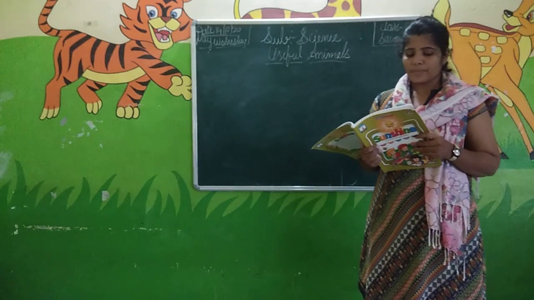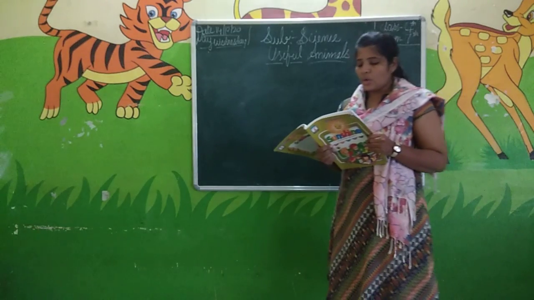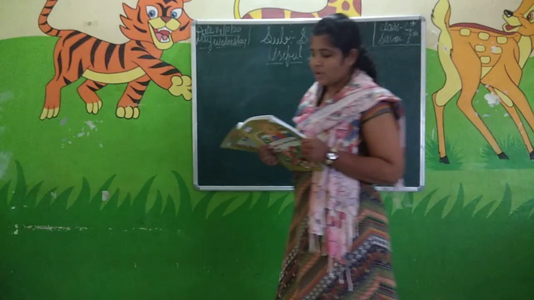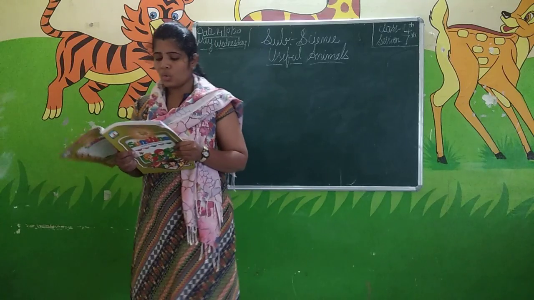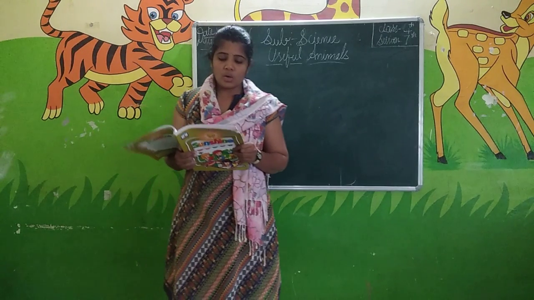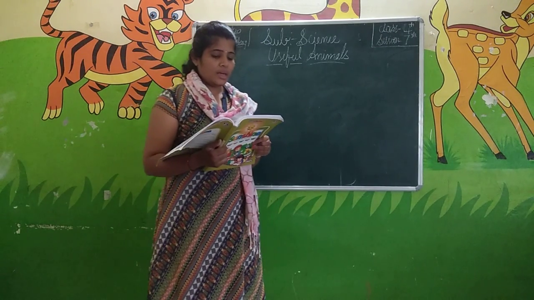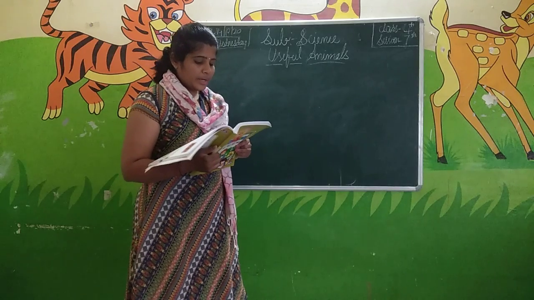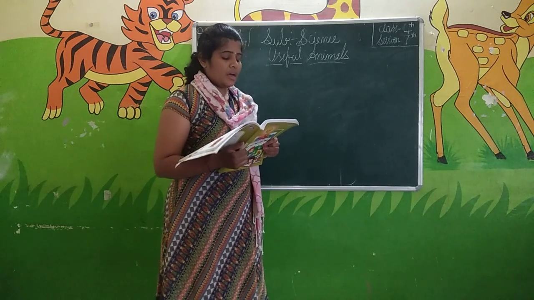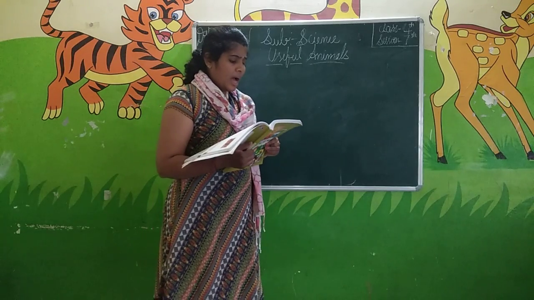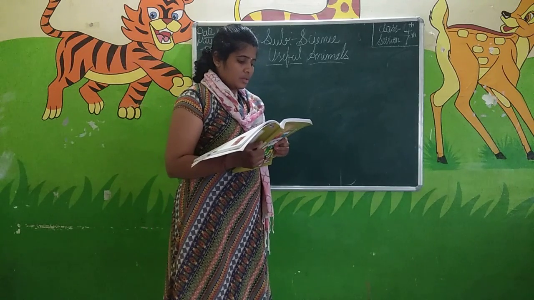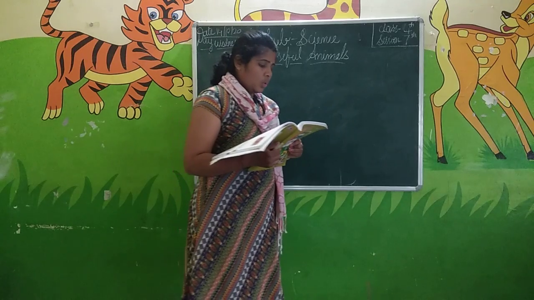Match the following. Column A: cows and goats, animal dung, elephant, yak. Column B: ivory, dairy farming, pool and gobar gas. Cows and goats you have to match with dairy farming, animal dung with gobar gas, elephant with ivory, and yak with pool.